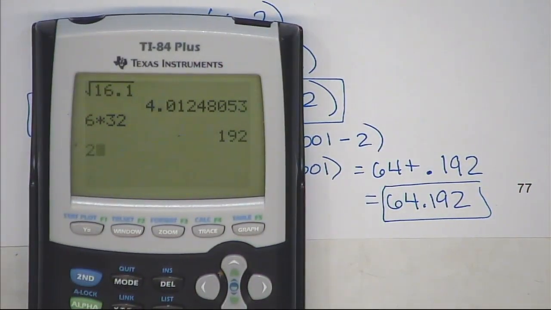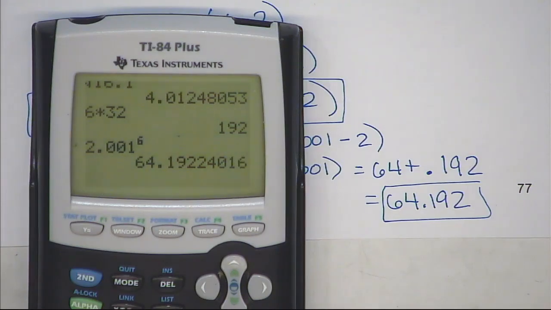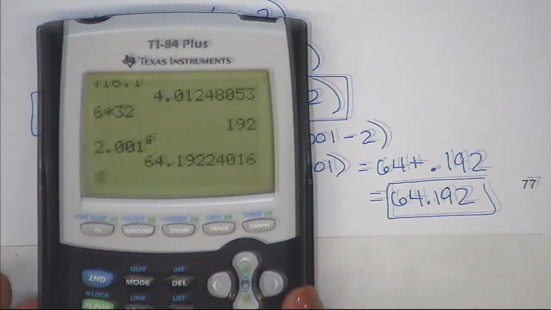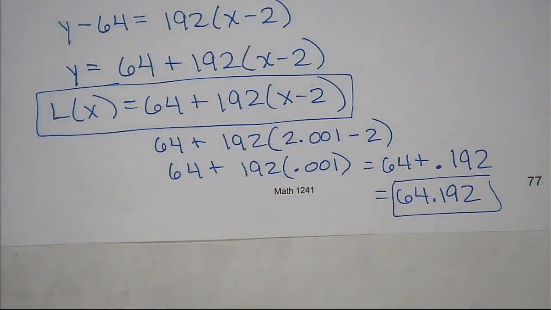But if I took 2.001 and raised it to the 6th power, I got 64.19224. So you can't get much closer than that. Okay. And we did need the calculator to do that. So these approximations, again, cool. They're cool. Don't forget that. All right. So those are kind of the harder problems.